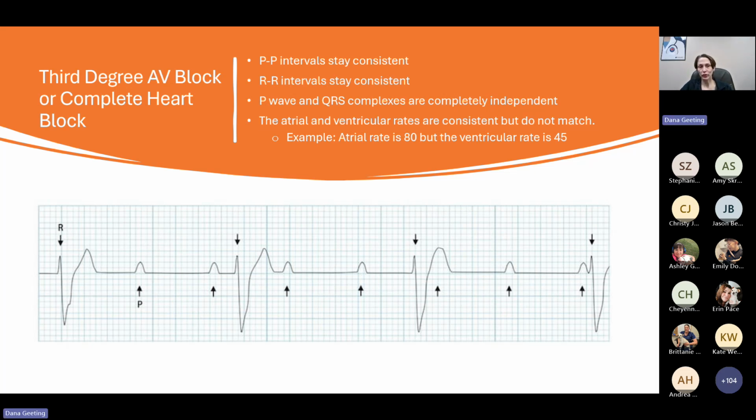Then we have a third degree AV block, or complete heart block, where your P to P and your R to R intervals remain the same, but they don't talk to each other. They don't dance with each other. You have your P waves that march on through, evenly spaced out. You have your QRS complexes that are evenly spaced out and march through, but they don't coordinate with each other. So you have random P waves that aren't matching up with your QRS complexes.